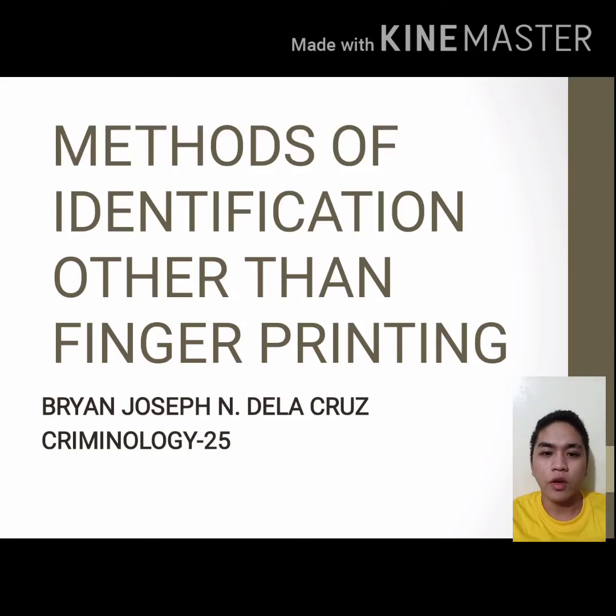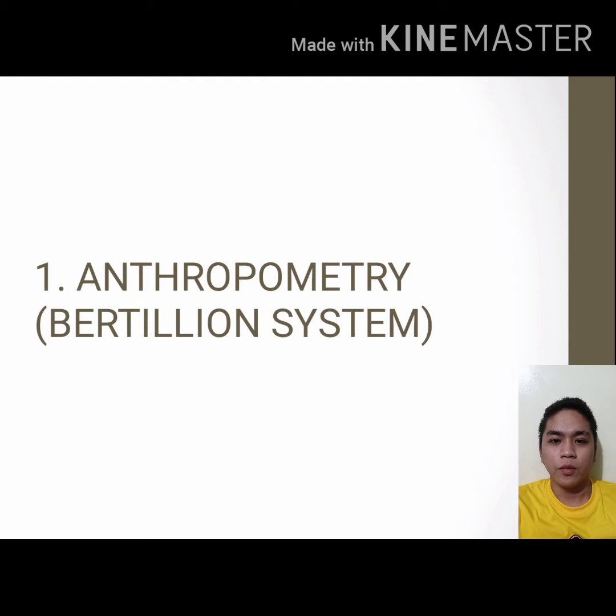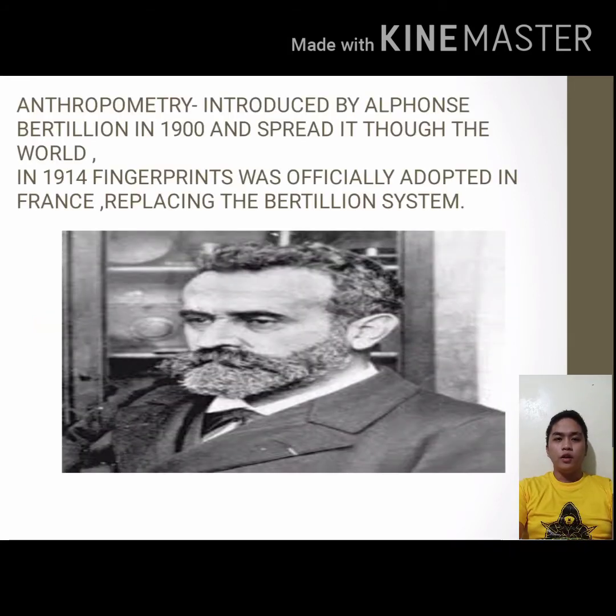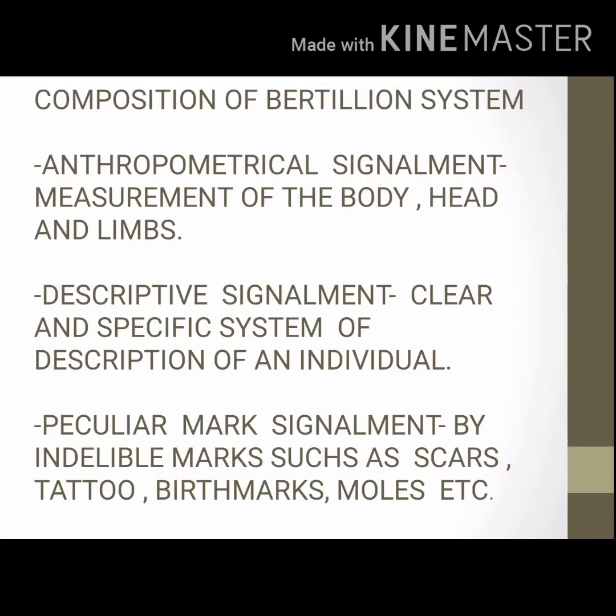This video talks about methods of identification other than fingerprinting. The first is anthropometry, the Bertillon system. Anthropometry was introduced by Alphonse Bertillon in the 19th century and spread to the world. In 1914, fingerprinting was officially adopted in France, replacing the Bertillon system.